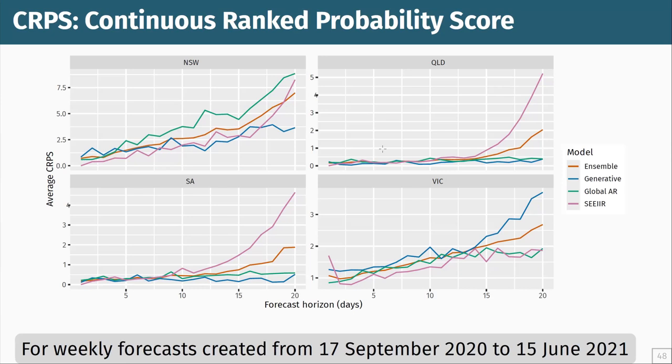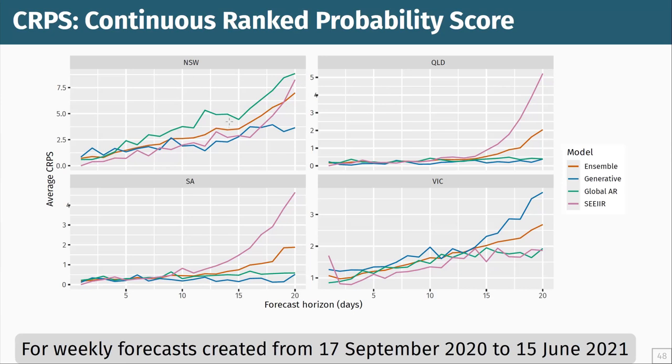So this is for weekly forecasts created between the 17th of September 2020 and the 15th of June 2021. We produce forecasts up to about 4 to 6 weeks ahead. For this graph, I'm just showing you the first 20 days of daily number forecasts, and for 4 different states.